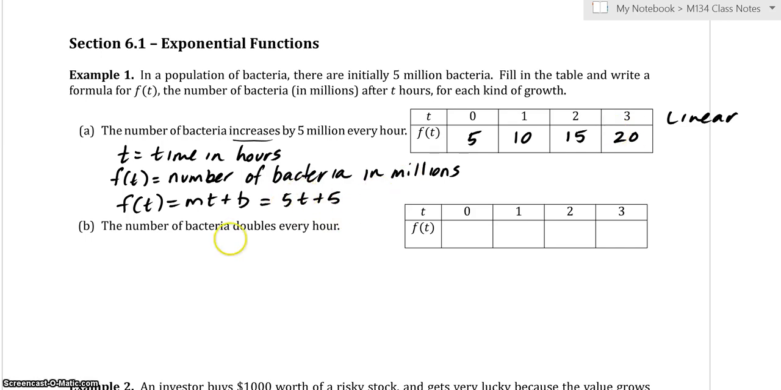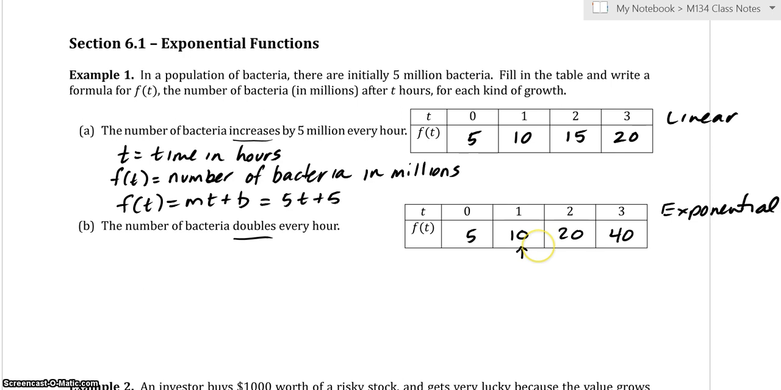Okay, let's do the same thing now with our exponential function. This is the new thing, exponential. So here we're going to find the number of bacteria doubling every hour instead of increasing. So there's the idea there. We're still going to start with 5, but now we're going to double. If we double, that's multiplied by 2. So this would be times 2 would be 10. Double again, times 2 would be 20. Double again, times 2 would be 40.